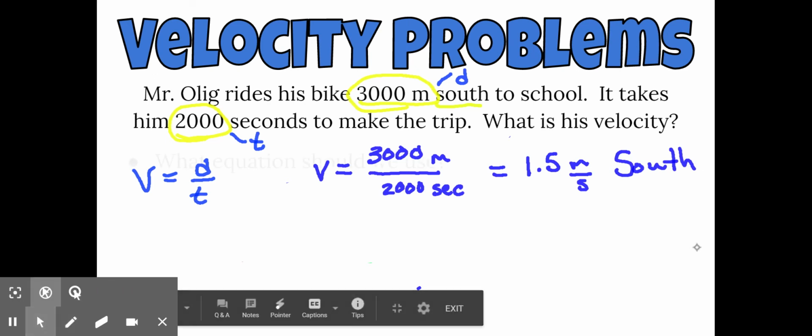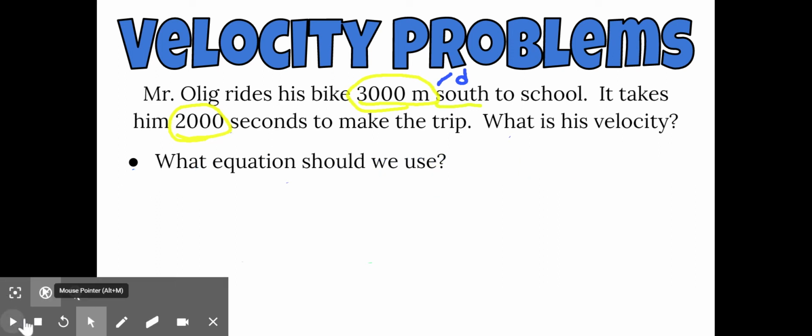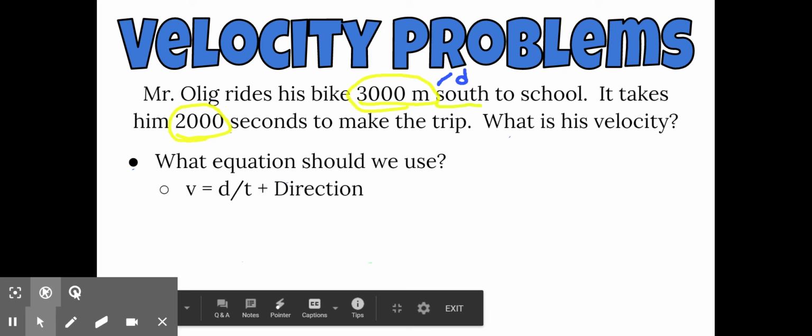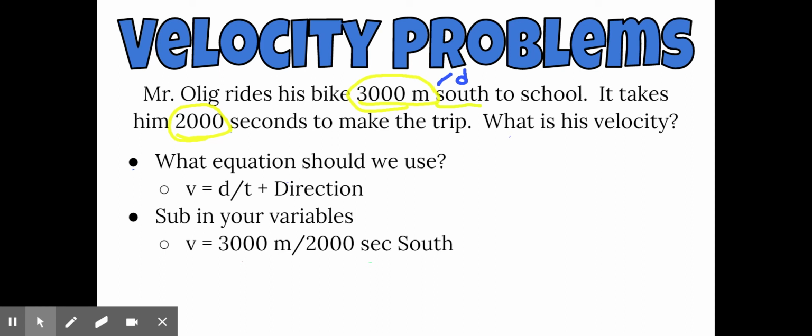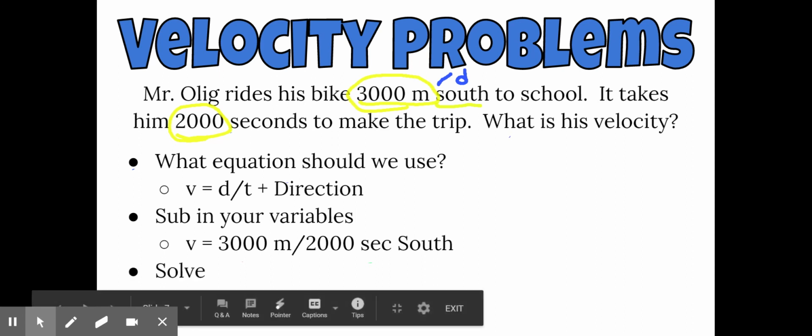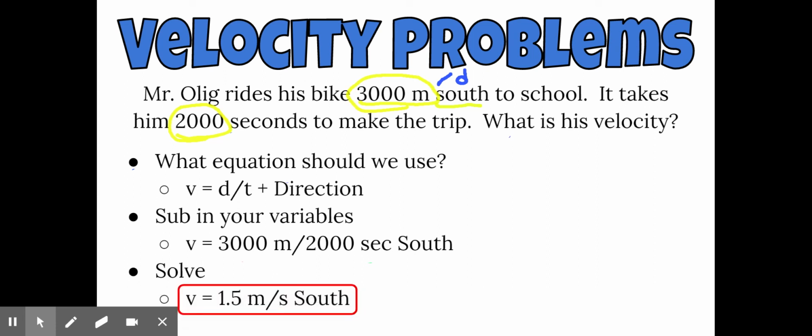Okay, so first thing, what equation should we use? Sorry that it gets a little messy here. Speed equals distance over time, or velocity, excuse me, equals distance over time plus direction. There's the equation that we use. We subbed in our variables: V equals 3,000 meters divided by 2,000 seconds to the south. And then we solve finally, and I believe it's covering up my answer there, but velocity equals 1.5 meters per second south.